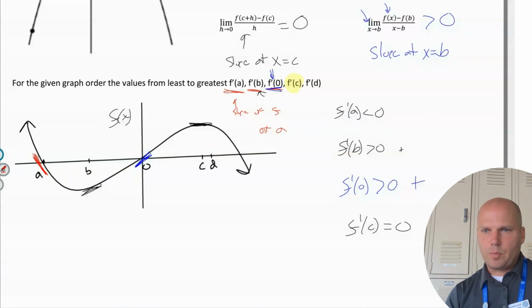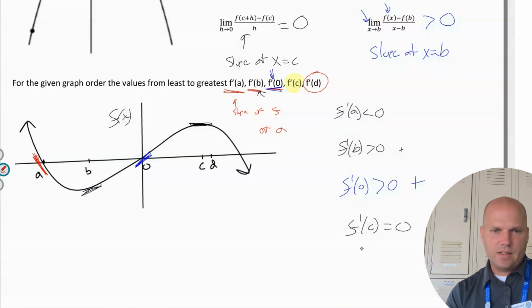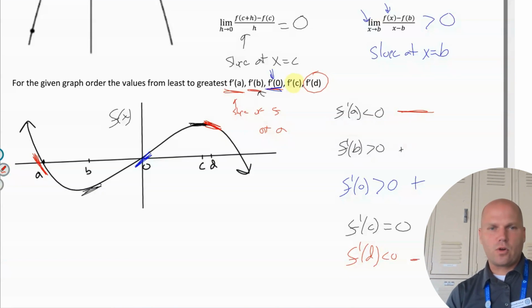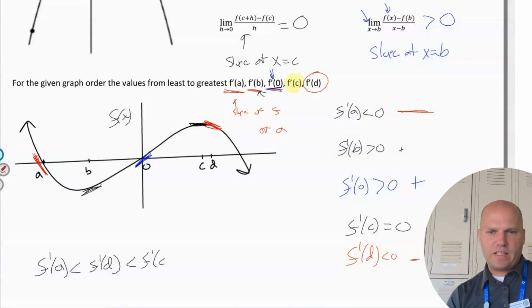What is the slope of f at d? The slope of f at d is a little negative. This is a big negative. All right, so if I'm going to order these from least to greatest, I would say the slope of f at a is the biggest negative number, and then that's less than the slope of f at d, which is a small negative, closer to 0. Then I have the slope of f at c, then the slope of f at b, and then the slope of f at 0.